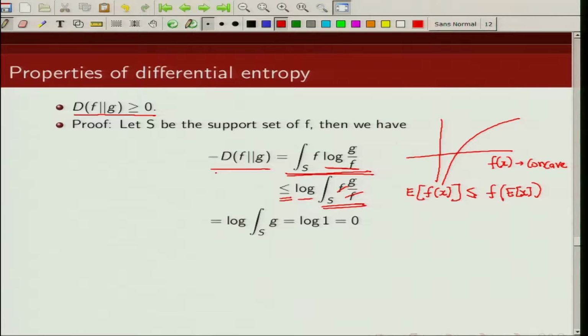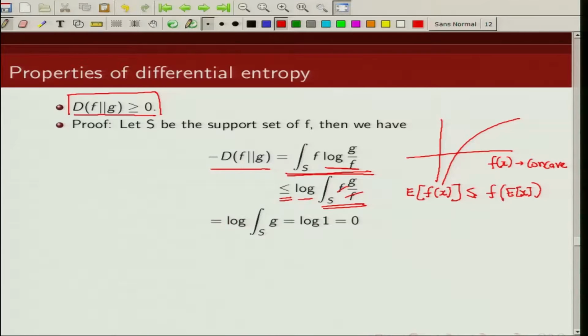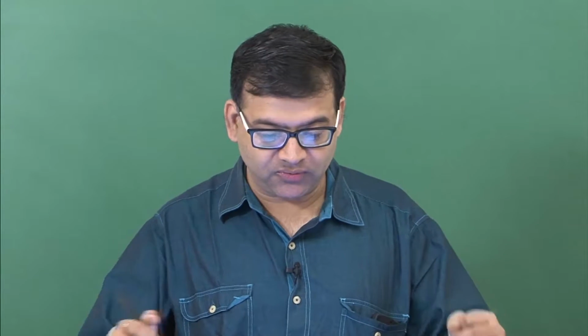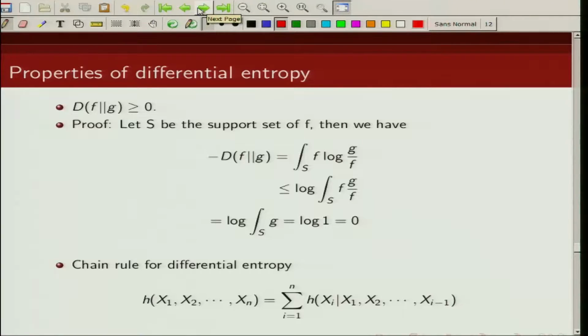So if we multiply by -1 on both sides, we get this. The divergence between two densities f and g is greater than or equal to 0. Now similarly, we could define the chain rule also for continuous random variables. So differential entropy of x1, x2, x3, up to xn can be written using the chain rule in this particular fashion.